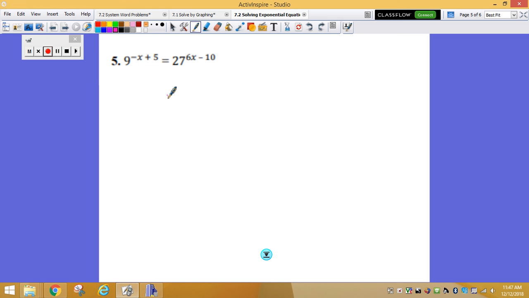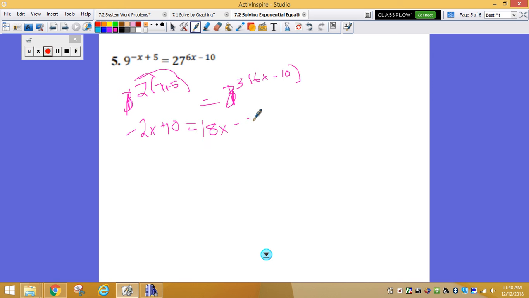Okay. Next, again, I need the same base. I can turn them both to 3's. So 3 squared is 9. And 3 to the third is 27. So I'm going to bring down my negative x plus 5. And on this side, I still have to bring down my 6x minus 10. So let's cancel out our bases because they're both 3's. I'm going to go ahead and distribute. So I get negative 2x plus 10. And here I get 18x minus 30.